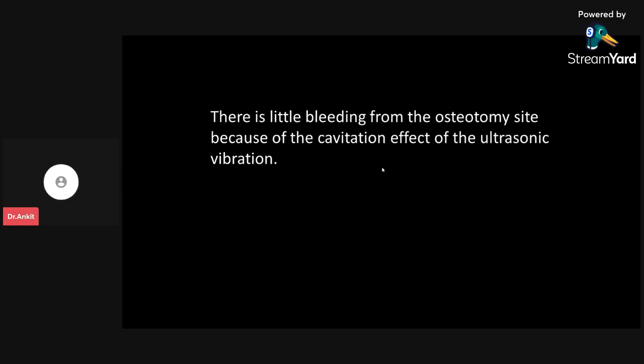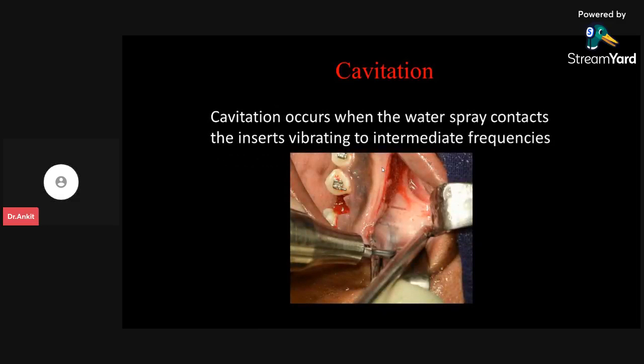That is because of the cavitation effect of the ultrasonic vibration. So in such a scenario, the osteotomy site, because of the cavitation effect, shows very little bleeding. What is that cavitation? Cavitation is nothing but a spray of liquid that goes from the handpiece to the operating surgical site. The only difference between this spraying of water and the conventional rotor handpiece or air rotor is that whenever cavitation occurs, the vibrating tip goes into the bone, and when the water spray contacts it, it starts vibrating at an intermediate frequency.